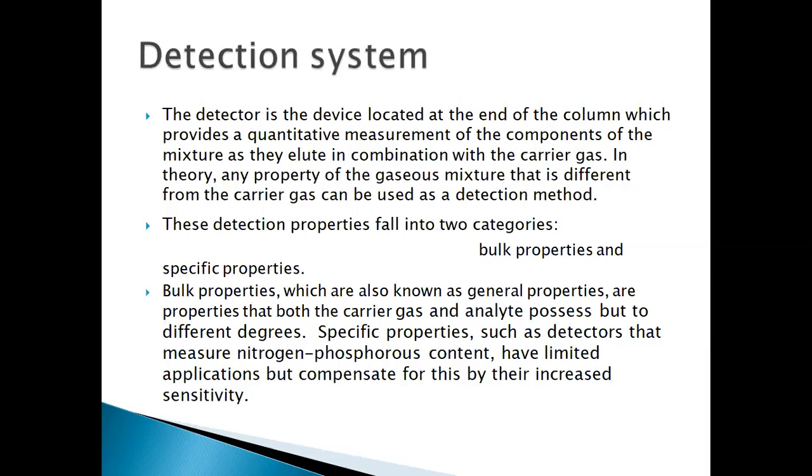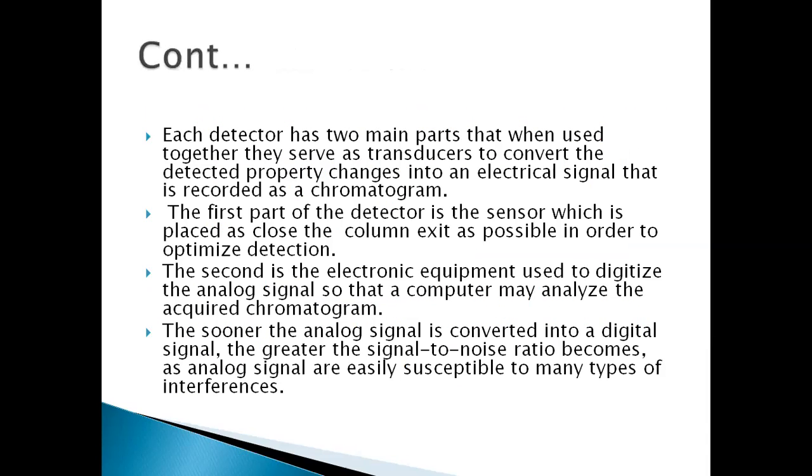Bulk properties, which are known as the general properties, are properties that both carrier and analyte possess but to different degrees. Specific properties, such as a detector that measures nitrogen phosphorus content, have a limited application but compensate for this by increased sensitivity. Each detector has two parts that are used together. They serve as a transducer to convert a detected property change into an electrical signal that is recorded as a chromatogram.